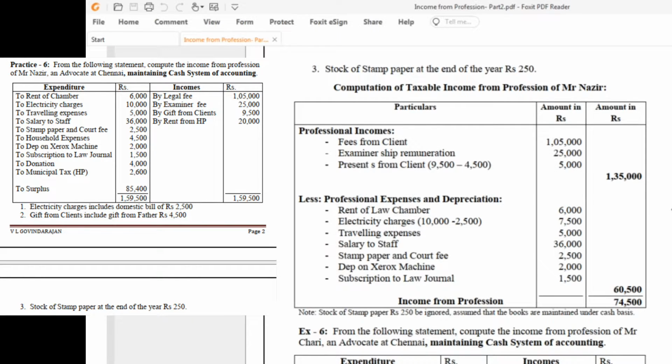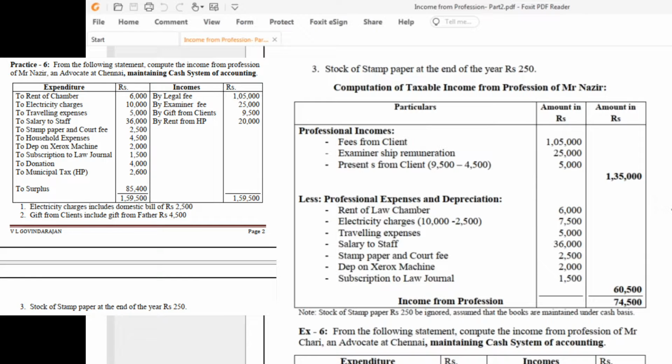Here, rent of chamber is of a professional nature. Electricity we already covered. Traveling and staff salary, stamp paper and the court fee, these three are of a professional nature. So deduct these three. Next, household expense is personal, ignore that one. Depreciation on Xerox machine is already a calculated amount. Apply this one. Next one, subscription to law journal. As an advocate, you may subscribe to some journals, 100% allowed. Next one, donations are personal in nature, municipal tax is house property nature, ignore that one.